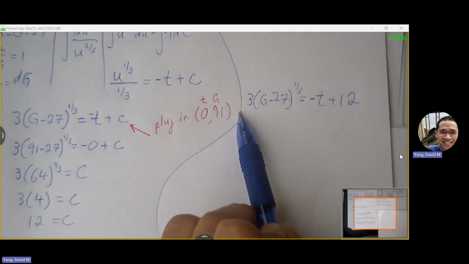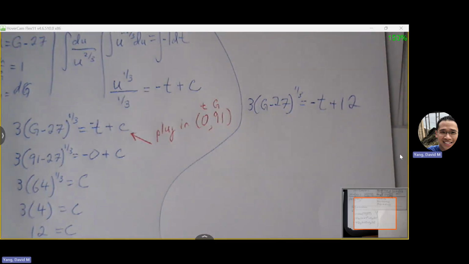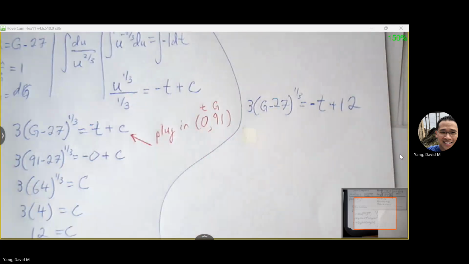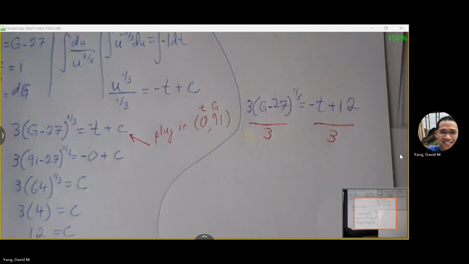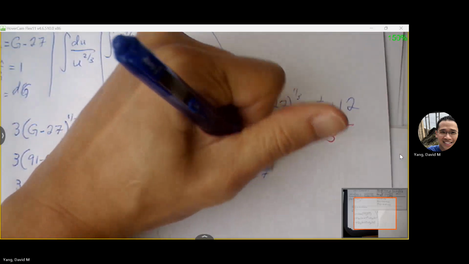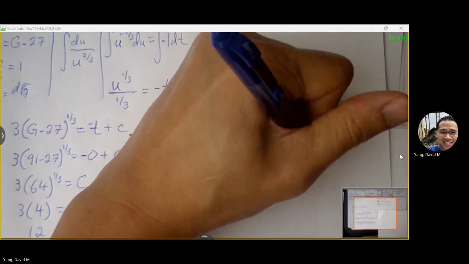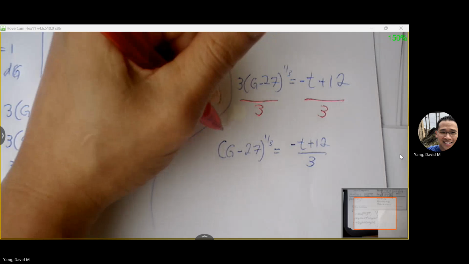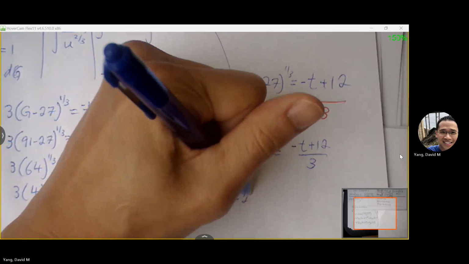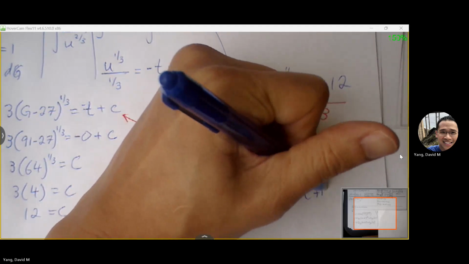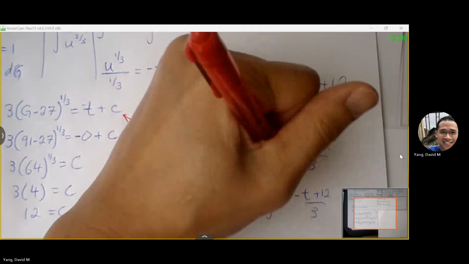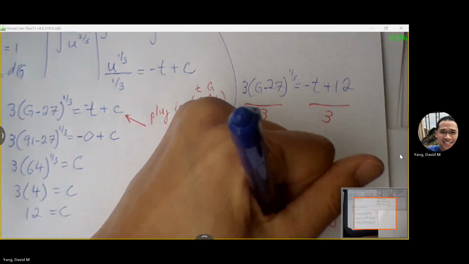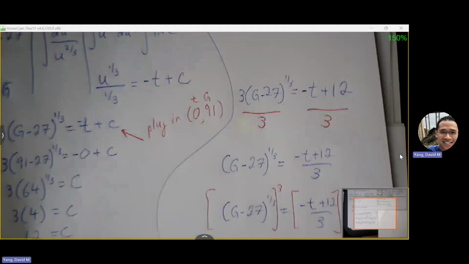So the remaining algebraic steps, I can divide by 3. I can cube both sides, and that way I can get that G to isolate itself. Cube both sides. That will release that radical into just G minus 27. And then just add that 27 over.